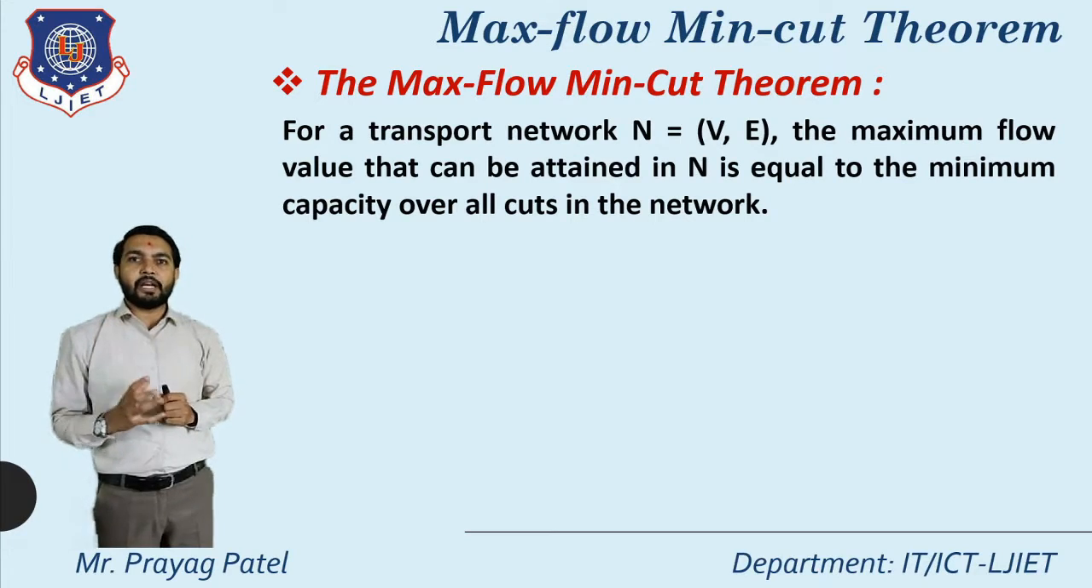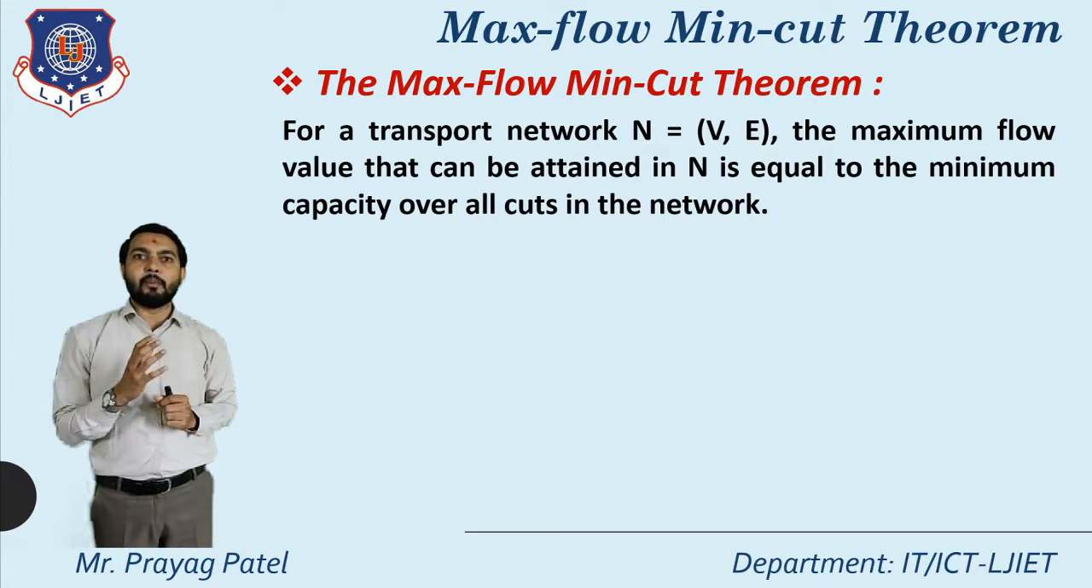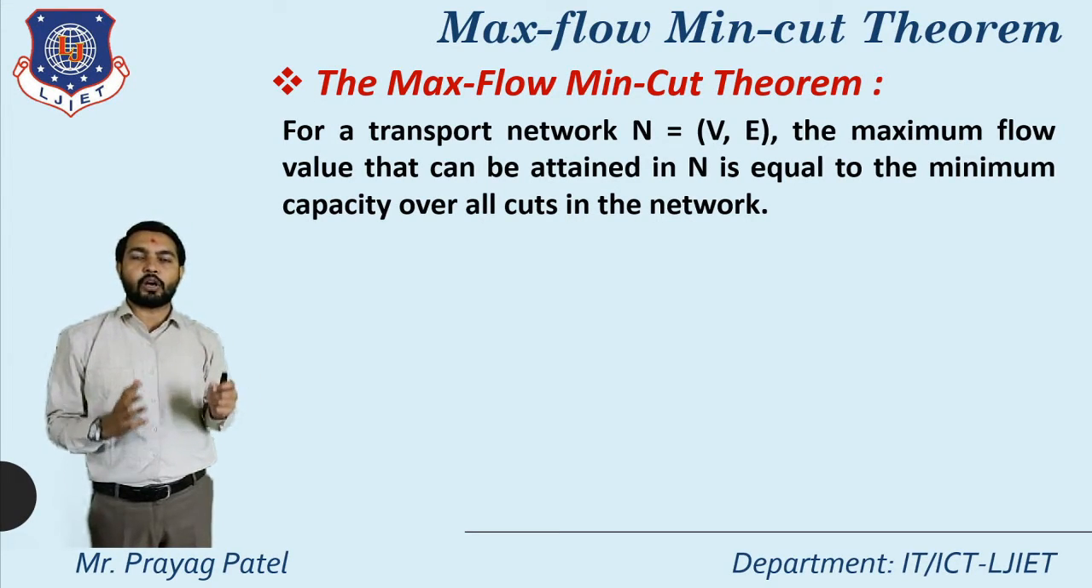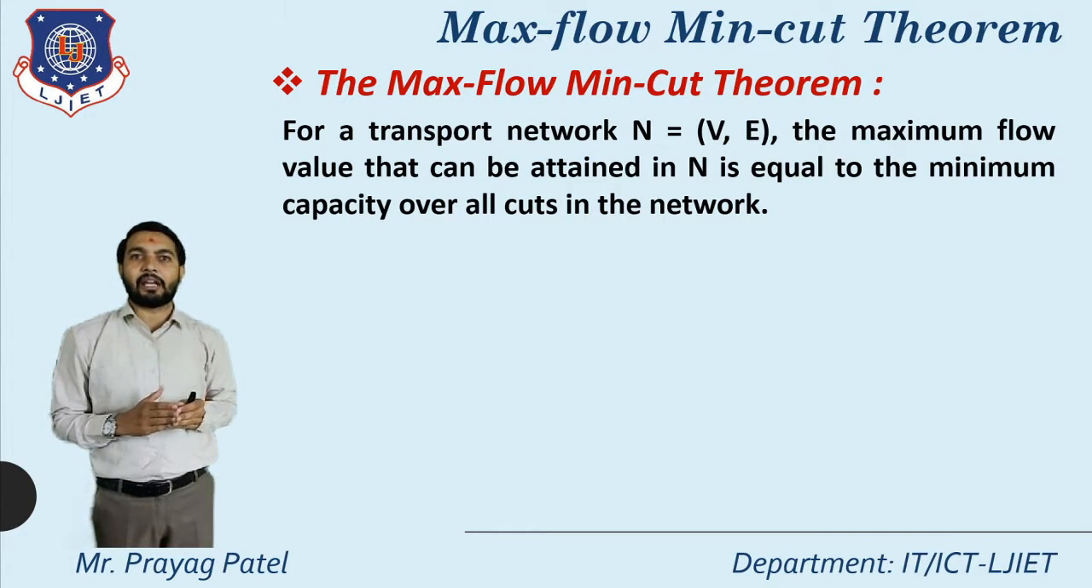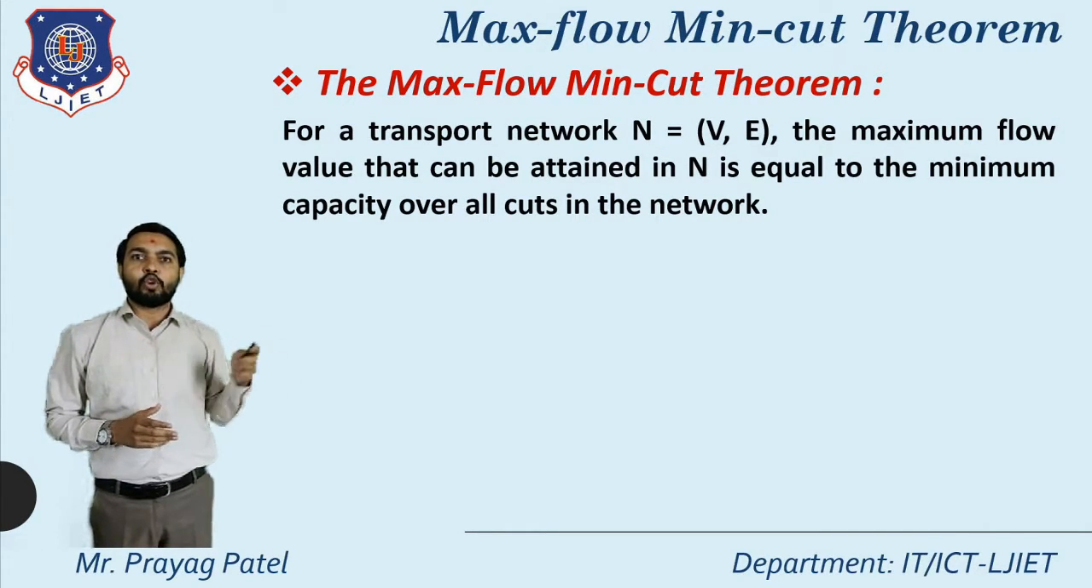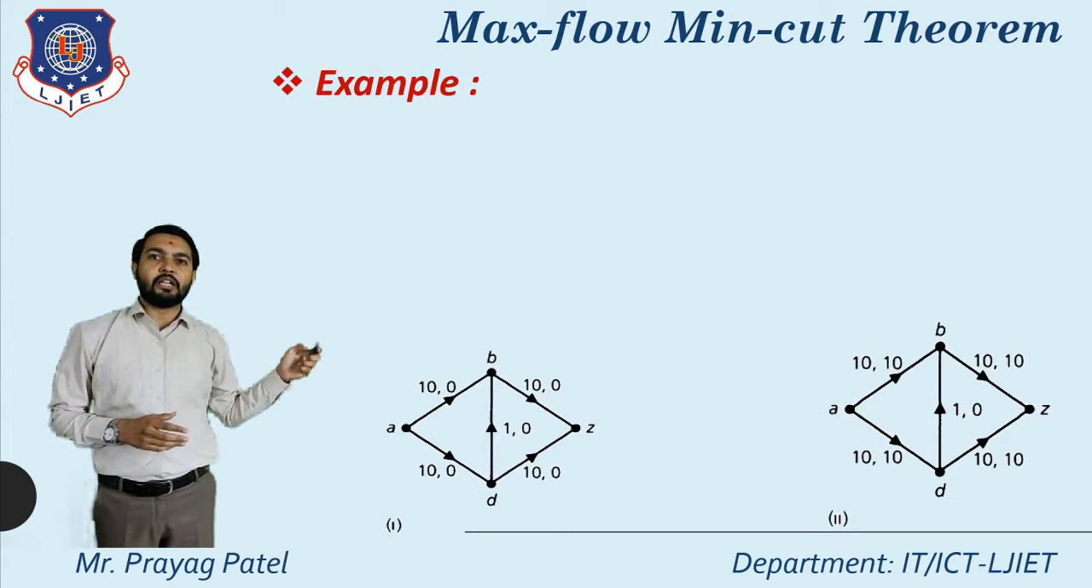So the maximum flow in a network is equal to the minimum cut possible in the network, or the addition of all the minimum cut capacities. So it is called the minimum cut. This theorem we understand using an example.